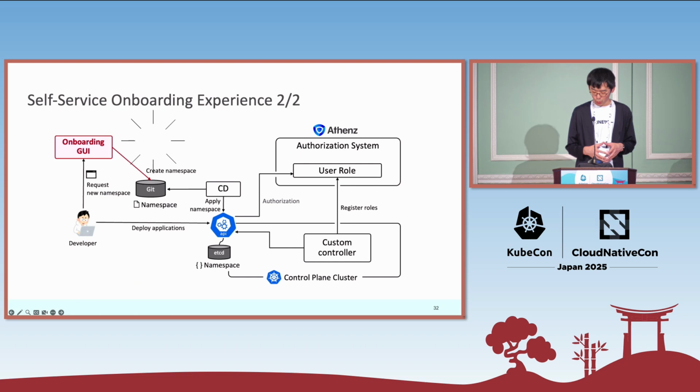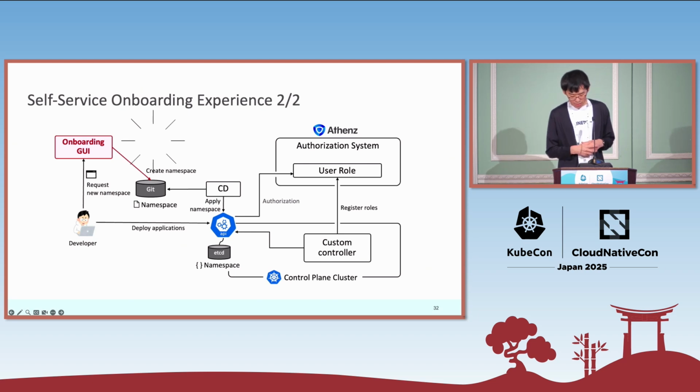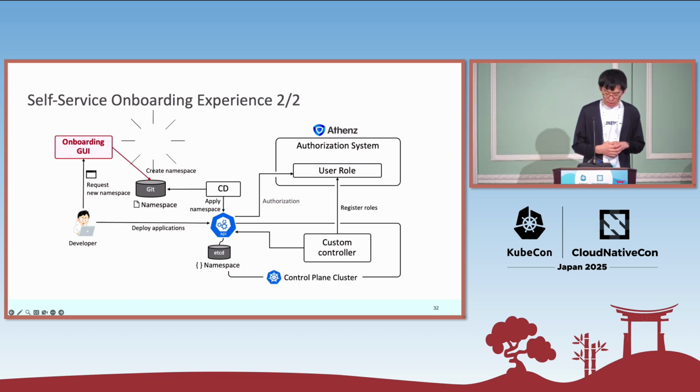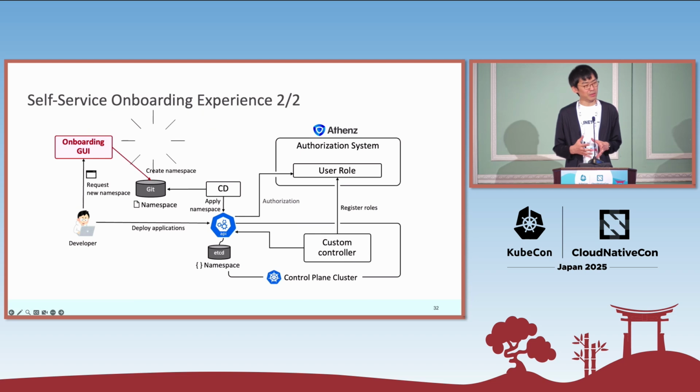And finally, we replaced the ticketing system with an application for onboarding. It receives a request and handles the creation of the namespace in the repository. At this point, we achieved a complete self-service experience, and the platform team is also freed from manual operations.